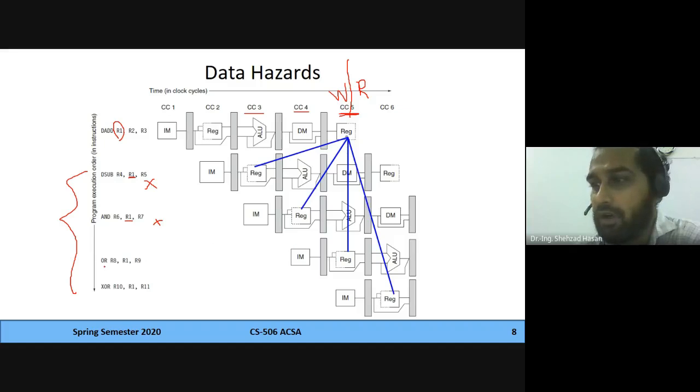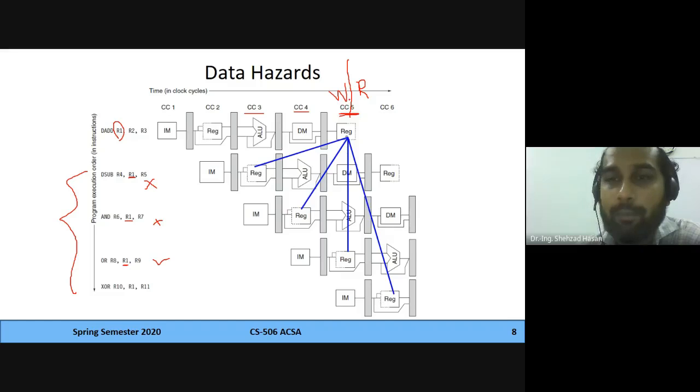So if you look at OR, since in the first half of the 5th cycle we have written the value of R1, if OR fetches the value of R1, that value would be the correct value, because it has already been stored in the first half of the 5th cycle and it's reading in the second half of the 5th cycle. This is the reason why we have writes first and reads second in the same cycle.